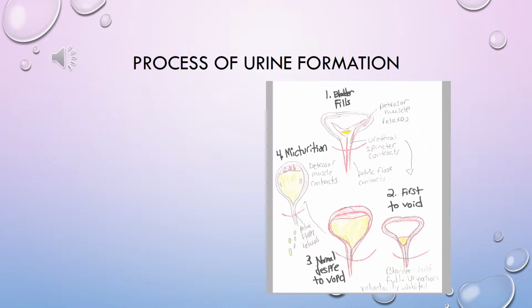The picture on the right-hand side shows how the bladder is filling up. The detrusor muscle relaxes, the urethral sphincter contracts, and the pelvic floor as well. Next is the first desire to void, where the bladder is half full. Urination is voluntarily inhibited this time. Next is the normal desire to void. As you can see, the bladder is completely full, so the urination process begins. Urinating is also called micturition, and at this time the pelvic floor relaxes.